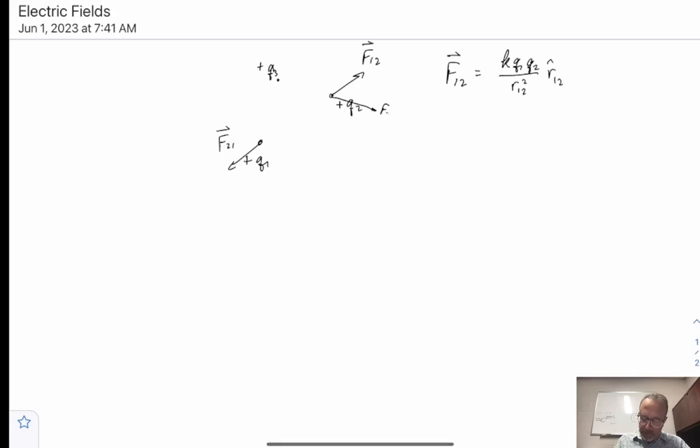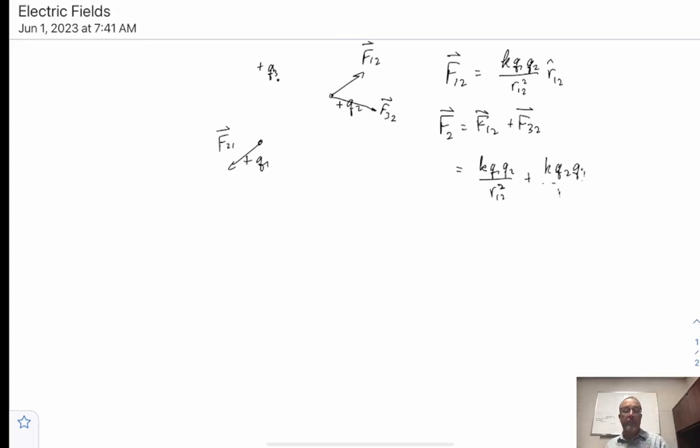And if I want the total force on charge 2, we could just call that F2. It would be F12 plus F32, and I would get that by doing K Q1 Q2 over R12 squared plus K Q2 Q3 over R23 squared, or R32 squared. The magnitudes of those things are the same. Of course, what I missed here was the vector addition. I do need to include those vector directions, R12 hat and R32 hat.